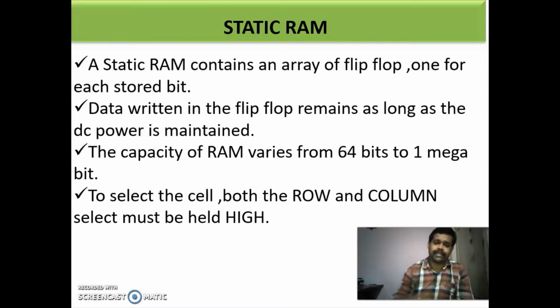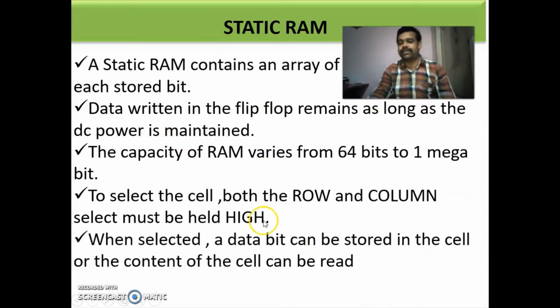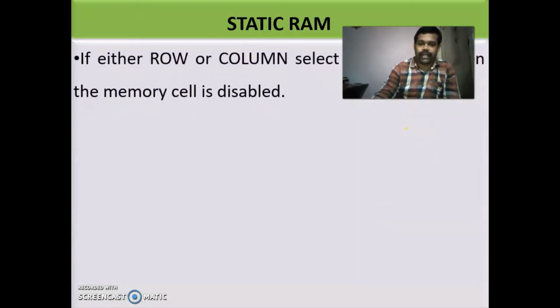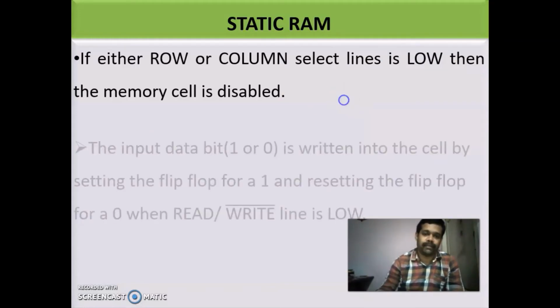Memory will have many cells. A group of cells forms the memory, and to select an individual cell, both the row and column must be high. When selected, a data bit can be stored in the cell or the content of the cell can be read. If either the row or column select line is low, then the memory cell is disabled.